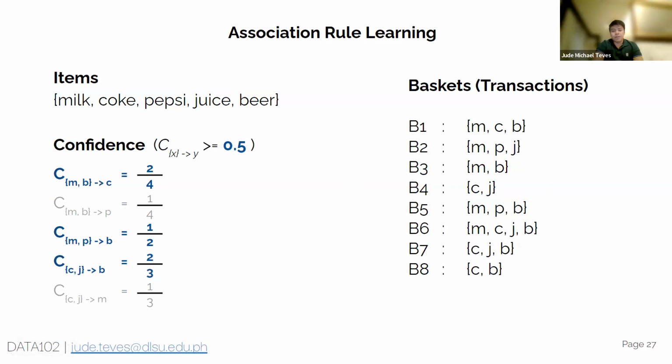Now let's say, for example, the confidence threshold that we'll be using is 0.5. Then that means the rules that we consider significant enough would be the following, the ones that are highlighted in blue. So it's MB implies C, MP implies B, and CJ implies D, because they have at least 0.5. So this one is 0.5 because it's 2 over 4. Then 1/2 is 0.5, and 2/3 is greater than 0.5.